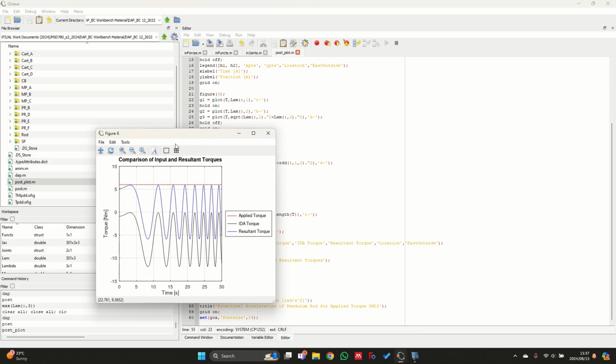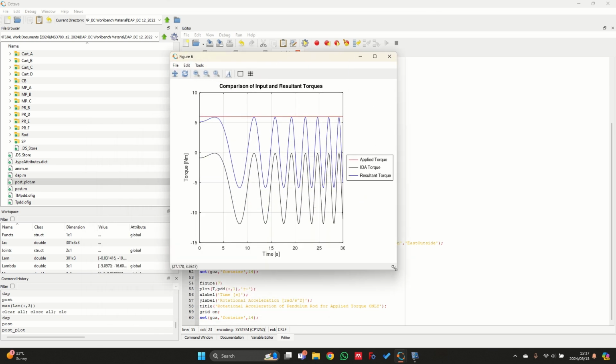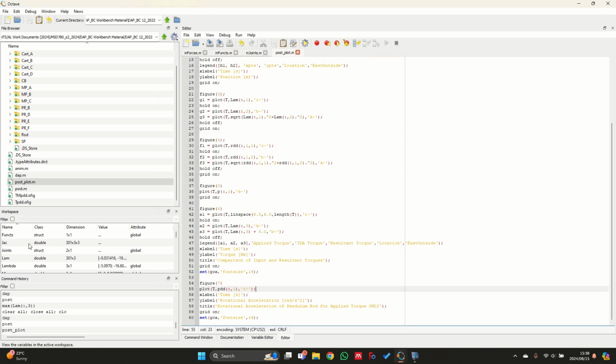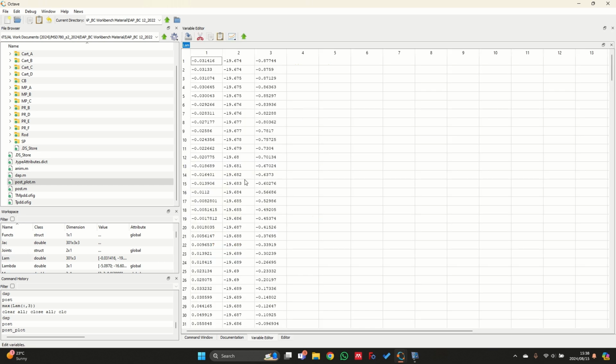Then if we look at the comparison of the torques over here, you'll see that we have an applied torque. The applied torque we know is 6 Newton meters, and this is applied throughout the entire time interval 0 to 30 seconds. Then we have the inverse dynamic analysis torque, and this one I got directly from the relative rotation driver function. If I go back, you'll see over here we have lam, which is the Lagrange multiplier.